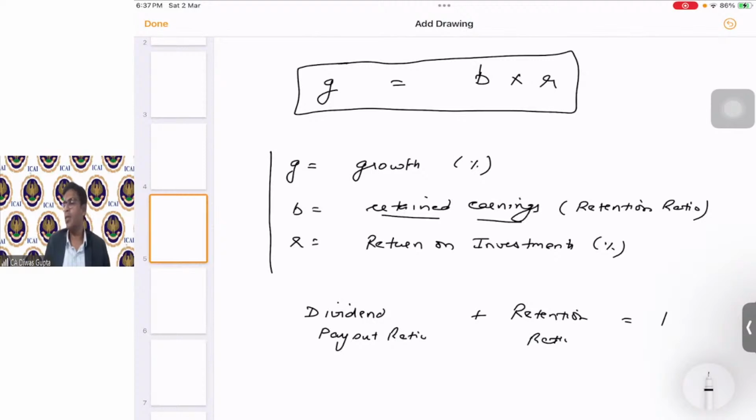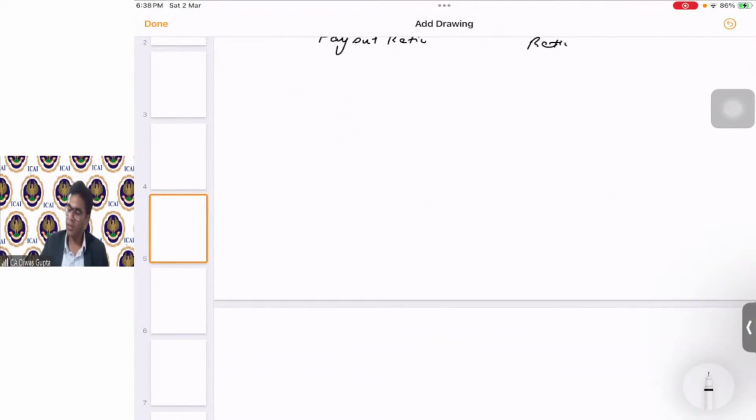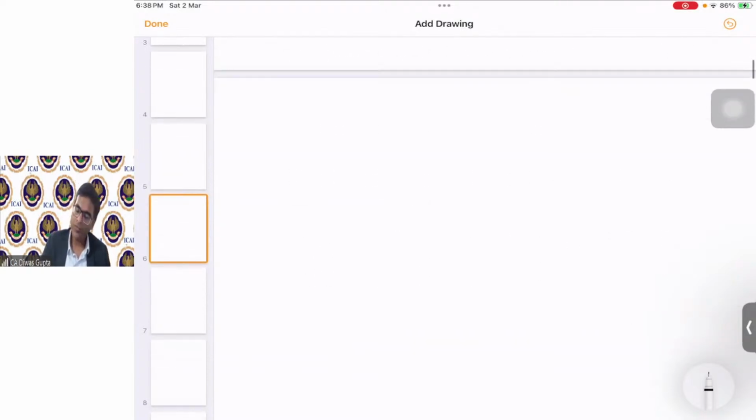I hope till now the discussion is clear, students. Please let me know in case anything is there. Now, let us come to the theories of dividend decisions.